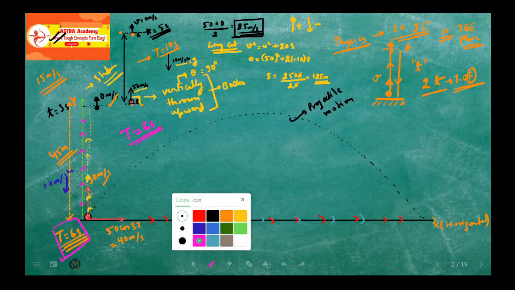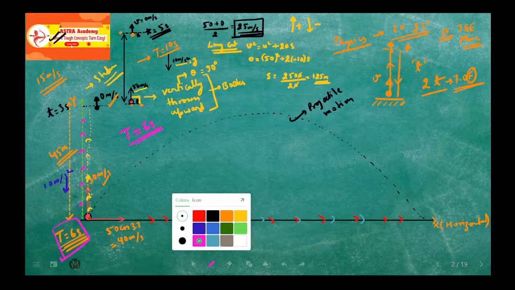Simple, beta. We can see that the velocity which is responsible for moving the body in the vertical direction is 30 meter per second. So that velocity will decide how much time it will spend in air, because the velocity which is responsible to bring this body in air is the vertical component. So it will decide the time of flight, and that is equal to 6 seconds.